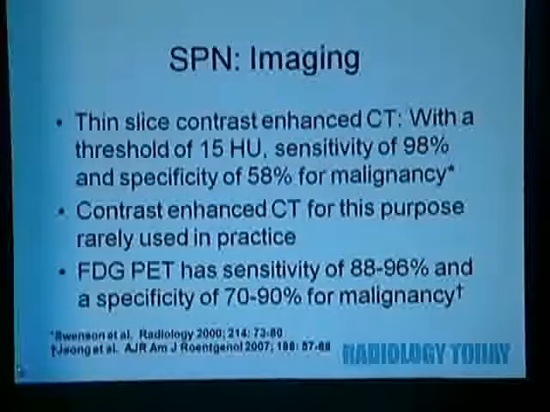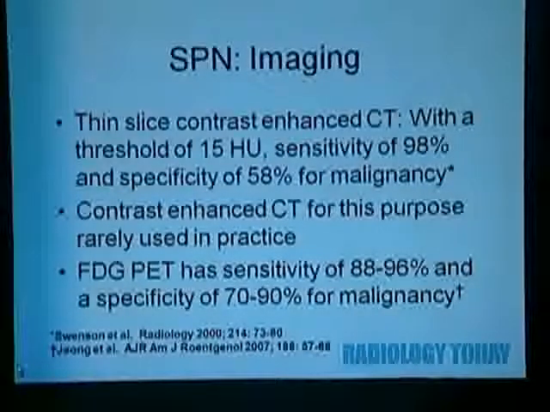Now, in some institutions, a thin-slice contrast-enhanced CT has been used, and using a threshold of 15 Hounsfield units, they achieve a sensitivity of 98% and a specificity of 58% for malignancy. So they look at the contrast enhancement of these pulmonary nodules. But realistically, this has not taken off. It's not used in clinical practice. It's cumbersome. It's difficult to reproduce. So it really hasn't been widespread.